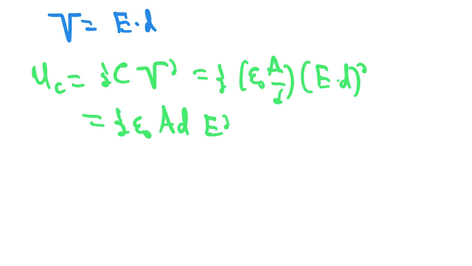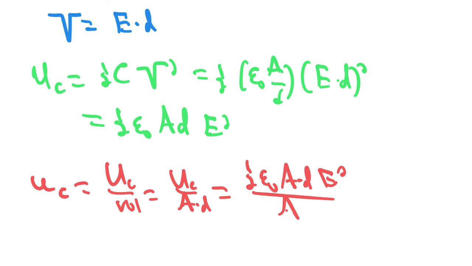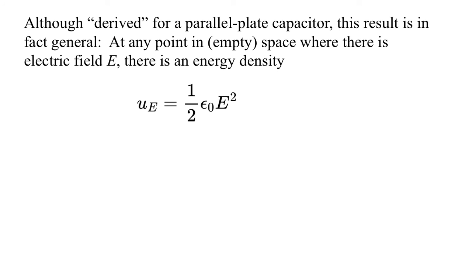And then our potential energy density in the capacitor is that energy over the volume. So that energy over A times D, which is 1/2 epsilon naught A times D times E squared over A times D, or interestingly enough, 1/2 epsilon naught E squared. This means that we can consider energy to be stored in the electric field. And now the capacitor ends up being basically irrelevant by itself.